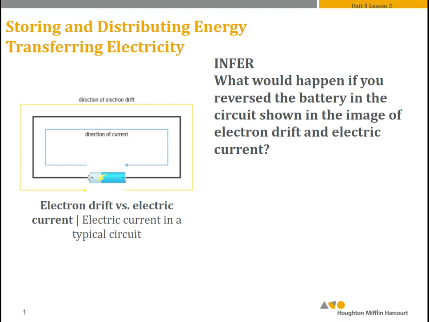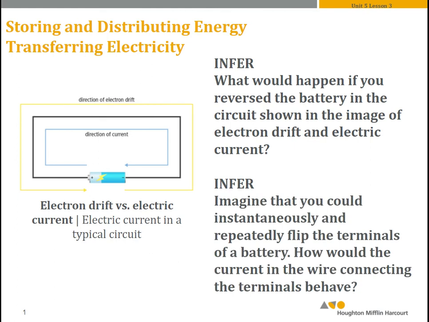Well, if you flip it around, then the electrons would still be repelled by the negative end of the battery and attracted to the positive end. So the direction of electron drift would reverse. The electrons would switch to a clockwise rotation, and that would mean that the current would switch to a counterclockwise rotation.